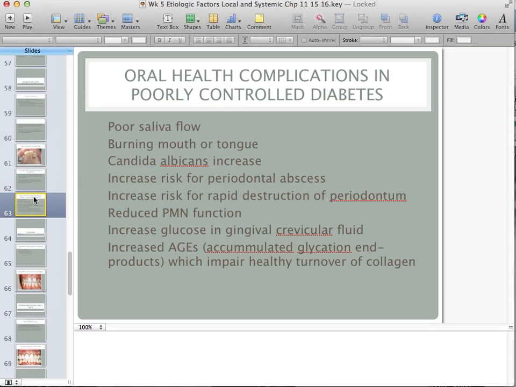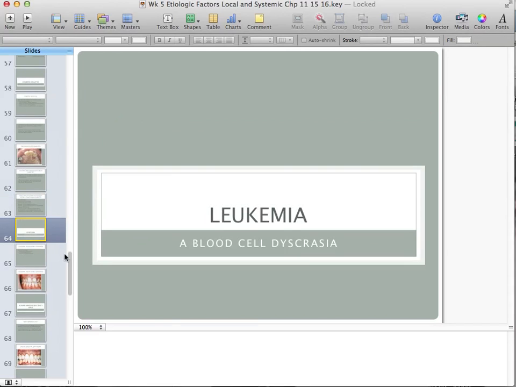I'm sorry, you don't need to have AGEs. Sorry, let's review this again. AGEs impair healthy turnover of collagen. So, if you have a lot of accumulated glycation end products, you're going to not have as much tightness in your tissues. So diabetes increases AGEs. Alright, so that was diabetes.